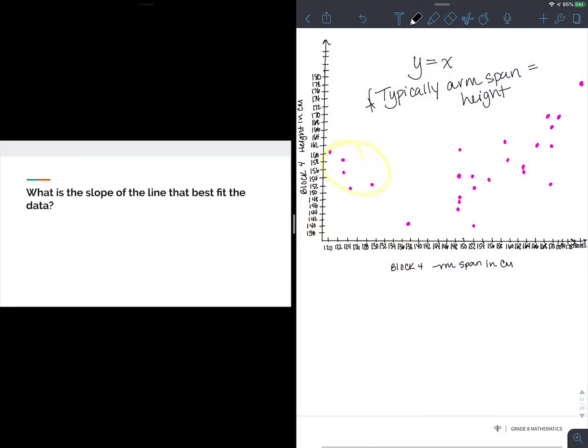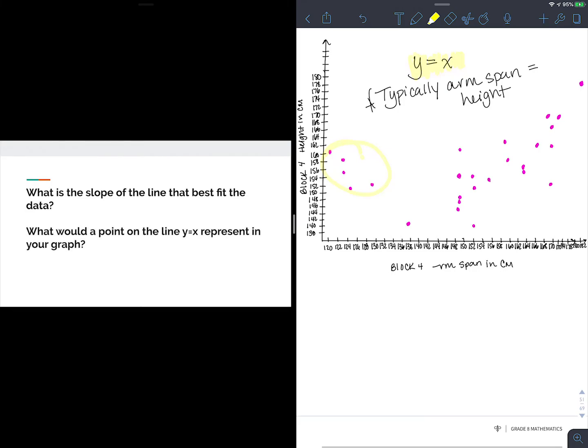Let's see what else I got here for us. What is the slope of the line that best fits the data? Based on what we just talked about with this equation here, we would say that the slope of the line should be close to 1.